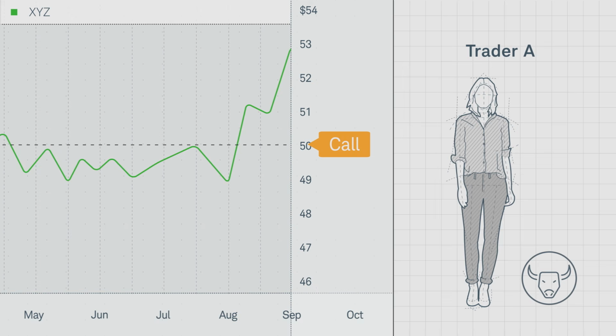Let's say the stock price jumps to $53. This would make the option be what's called in the money. That means Trader A could exercise her right to buy the stock at $50, a $3 discount per share. You can see why buying a call option is bullish. If the stock goes up, the call buyer has the ability to buy the stock for less than it's worth.